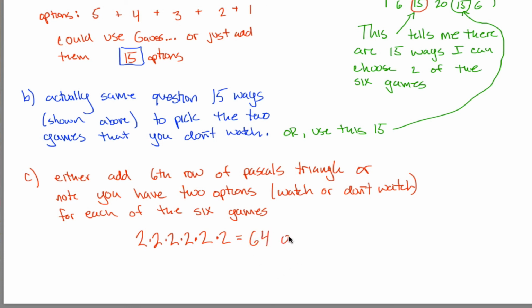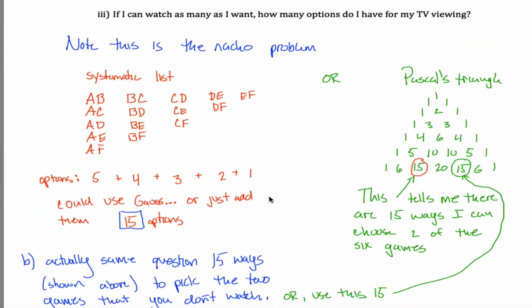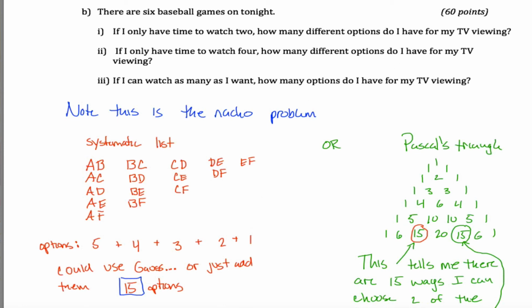So 64 options. And you might note that if you add 1 plus 6 plus 15 plus 20 plus 15 plus 6 plus 1, you get 64. Here's 20, there's 30 more, that gives you 50. 12 more, that gives you 62. 2 more, that gives you 64. Anyways, the answer for part C, 64. I think I answered everything. So that's the end of this quiz. I'll stop this video.